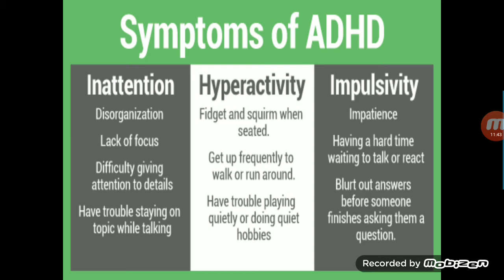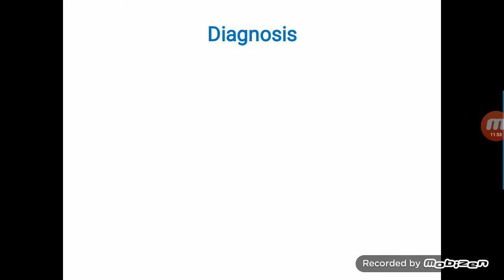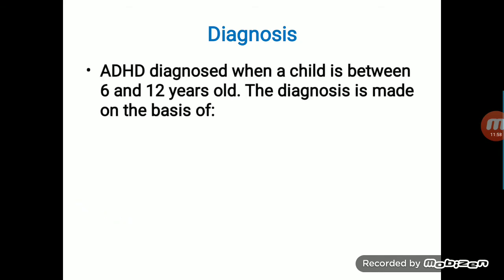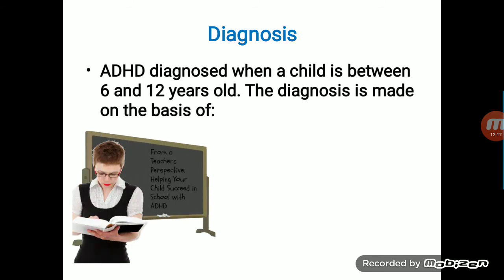Okay, so these are the symptoms which we can see: inattention, hyperactivity, and impulsivity behavior. The next one is diagnosis. So how can we diagnose a child who is suffering from ADHD? ADHD in children can be diagnosed between the age group of 6 to 12 years. Remember this, okay? Between the age of 6 and 12 years, we can diagnose a child who is suffering from ADHD, and the diagnosis is made based on the teacher.